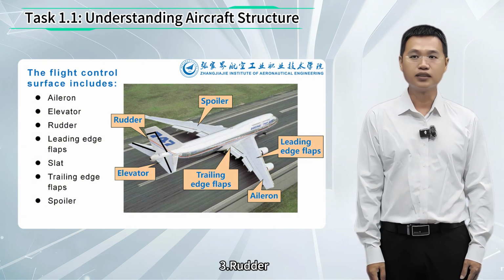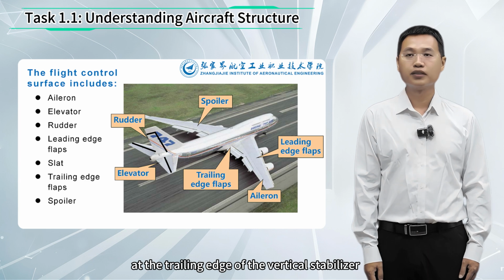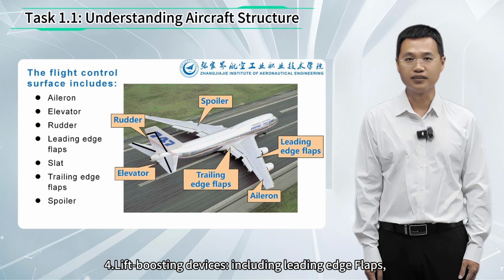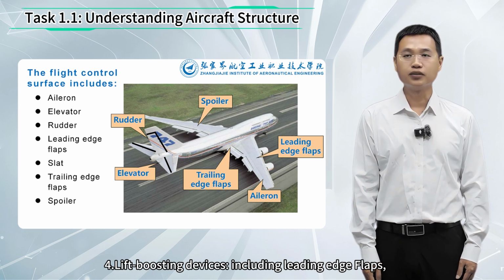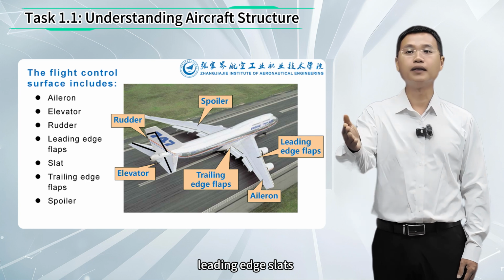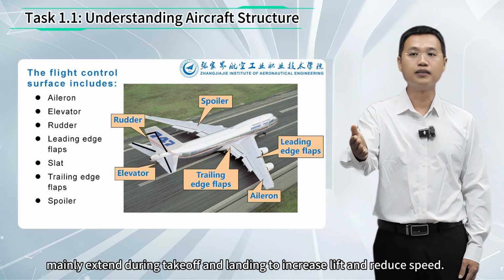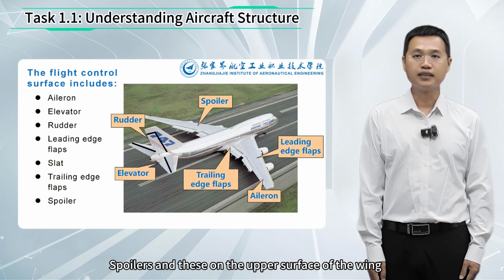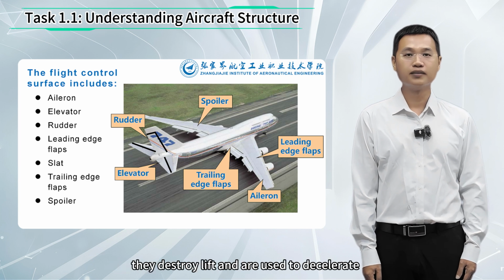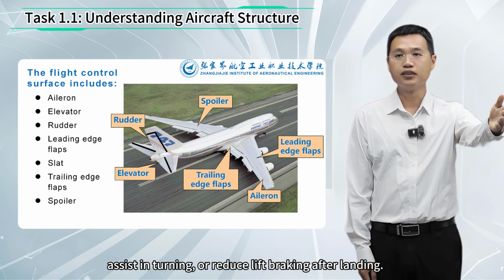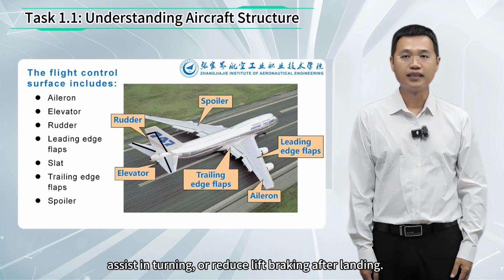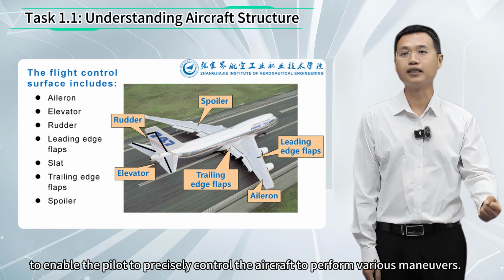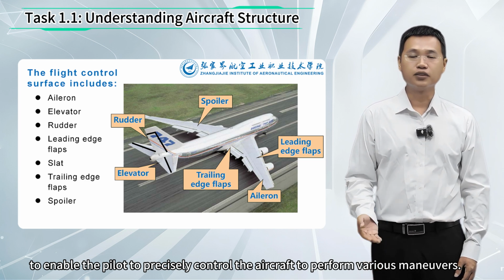the head. 3. Rudder. At the trailing edge of the vertical stabilizer, controlling turning left or right. 4. Lift-boosting devices, including leading edge flaps, leading edge slats, and trailing edge flaps, mainly extend during takeoff and landing to increase lift and reduce speed. 5. Spoilers. These are on the upper surface of the wing, they destroy lift and are used to decelerate, assist in turning, or reduce lift, braking after landing. These control surfaces work together to enable the pilot to precisely control the aircraft to perform various maneuvers.